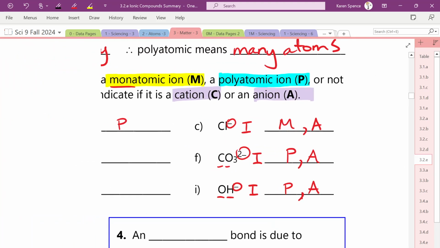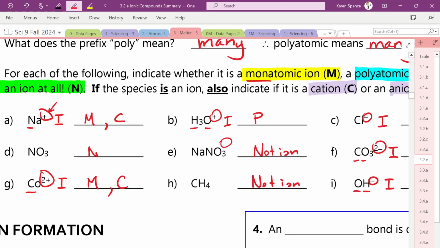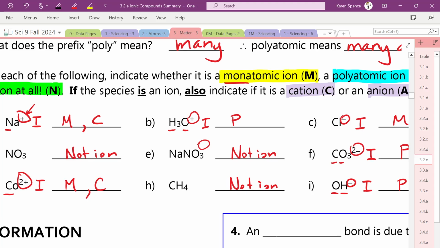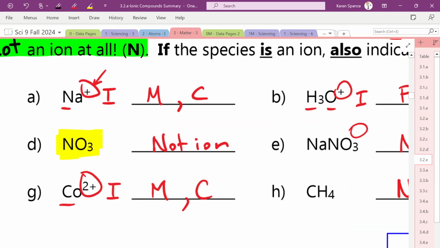Now, all of the other things have no charge. What does that mean? They are not ions. Can you guess what these not ion things are? What is NO3?